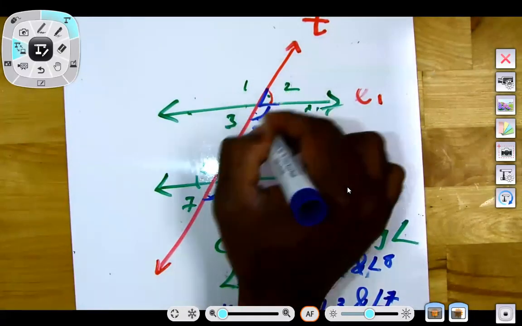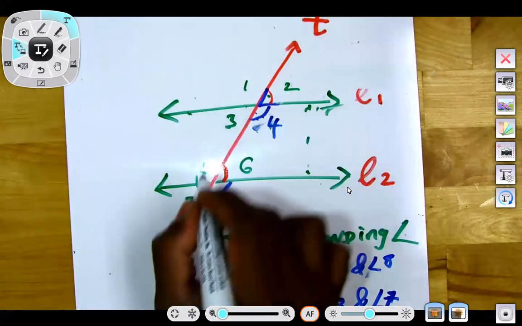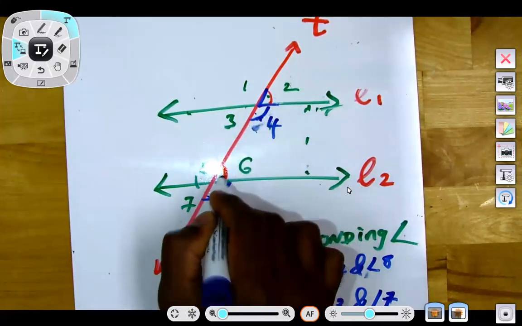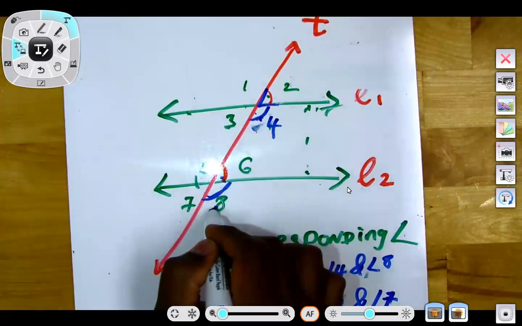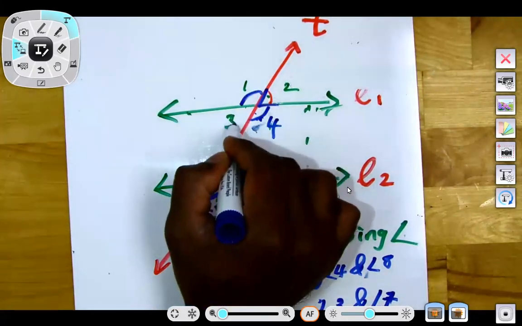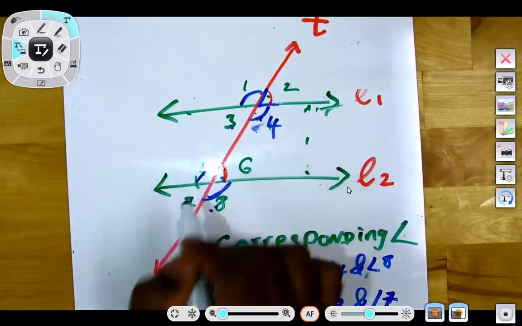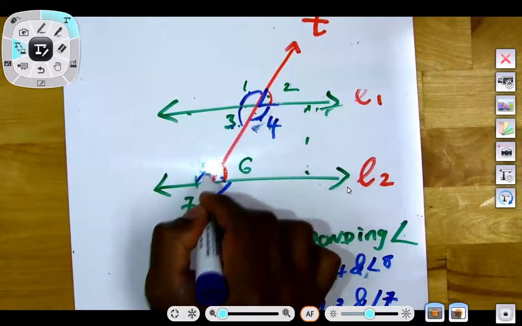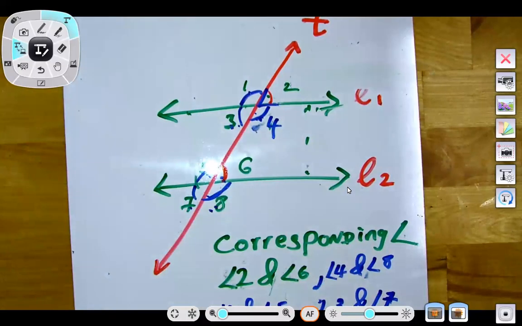It's on the same side. Skip one angle and then the next one. If it's this one, it's going to skip one angle and then the other one, these two pairs. If you take this one, skip the third one and the fifth one. See? And if it's third, you're going to skip the fifth and the seventh one. All right.